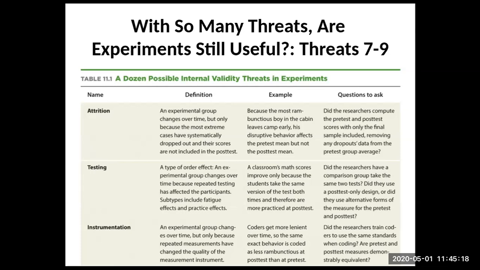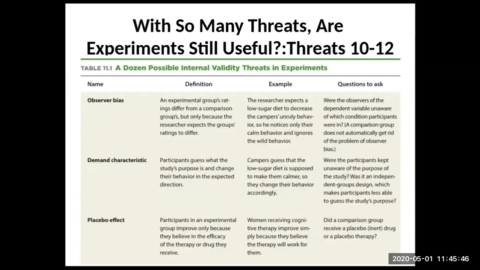Testing and instrumentation, for testing, comparison group, make sure the tests were not the same. So that might be that manipulation check that we talked about also in chapter 10. Did the researchers train coders to use the same standards? Are the pre-test and post-test measures equivalent? Did we calibrate for any instruments that we may be using over and over again, especially if they're electronic? And if the answer is yes, then you've done a pretty good job of eliminating that potential internal validity threat, even before the experiment is over.